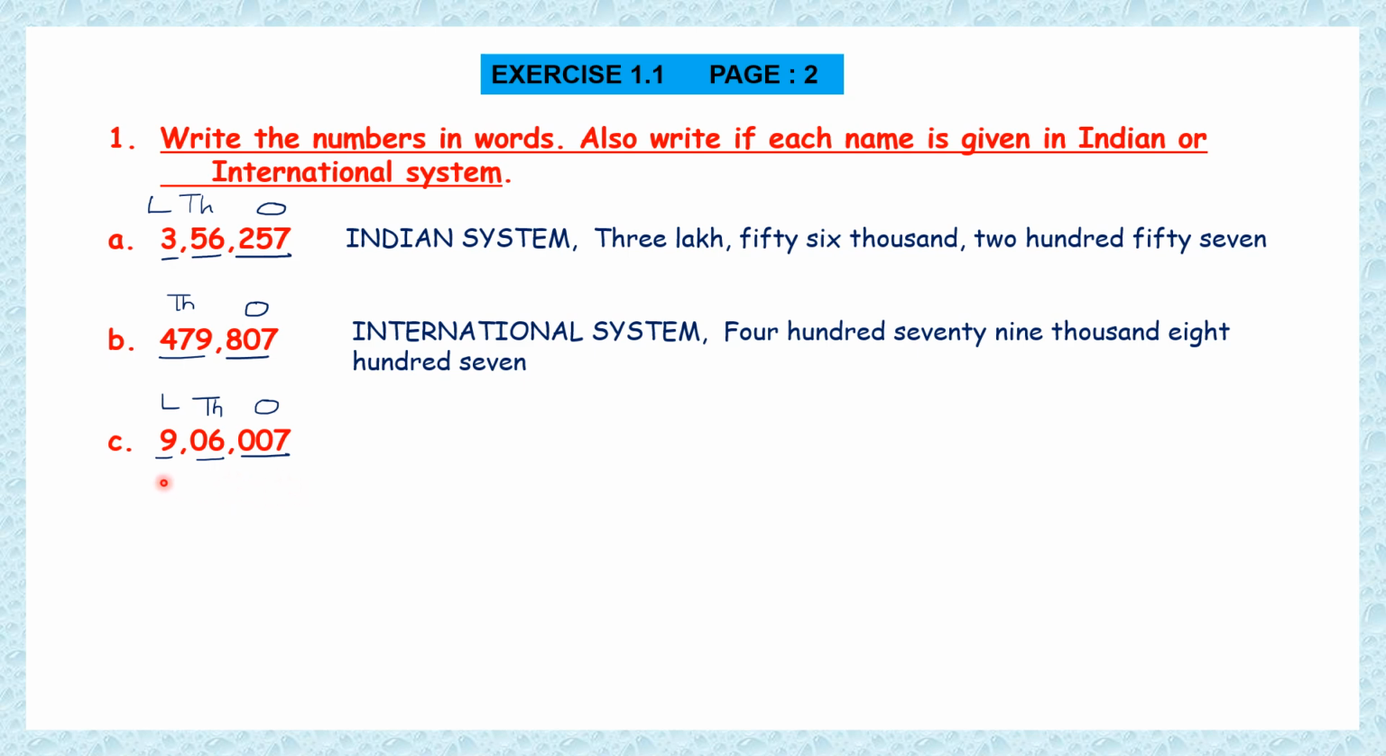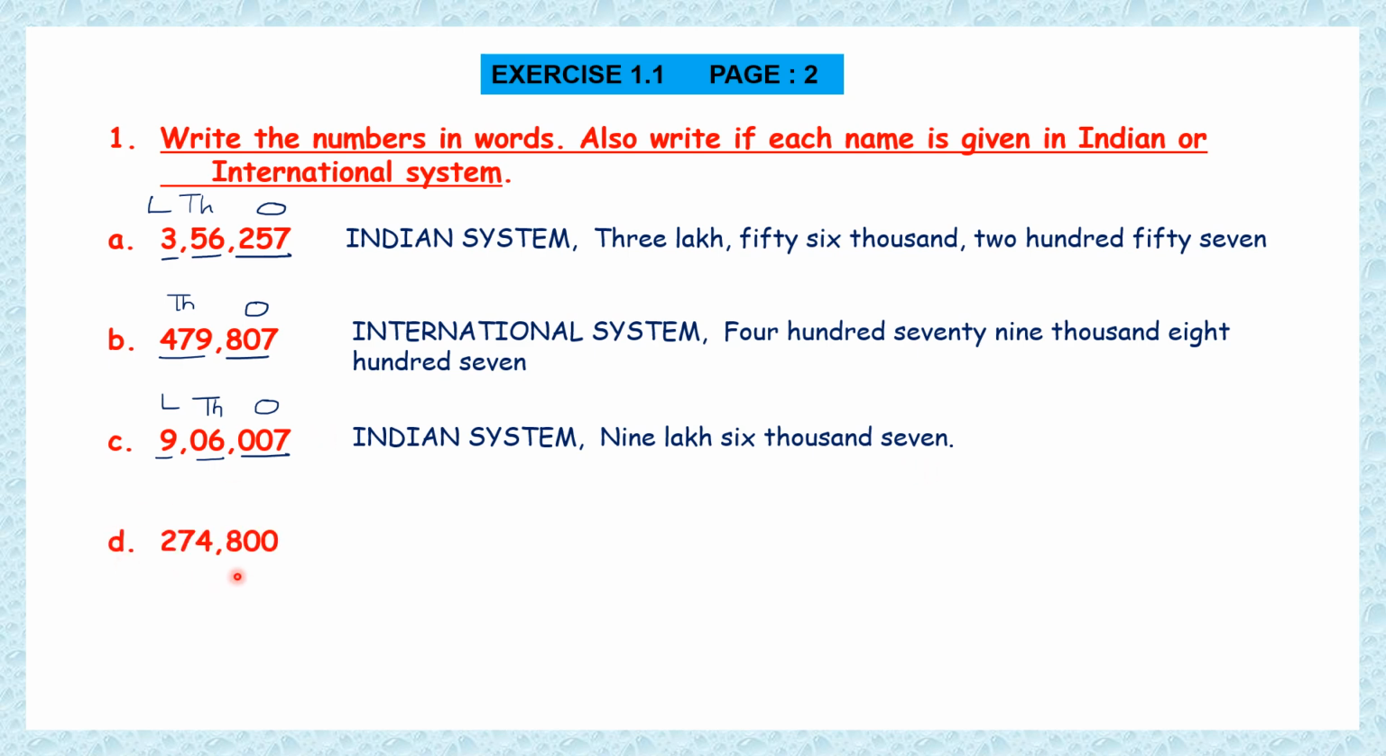How do we read this number? 9 lakh. Now here we have only 6, so 6,000. Here also we have only 7. So this is 9 lakh 6,007. So this is the Indian system. So Indian system and 9 lakh 6,007. That is the number name.